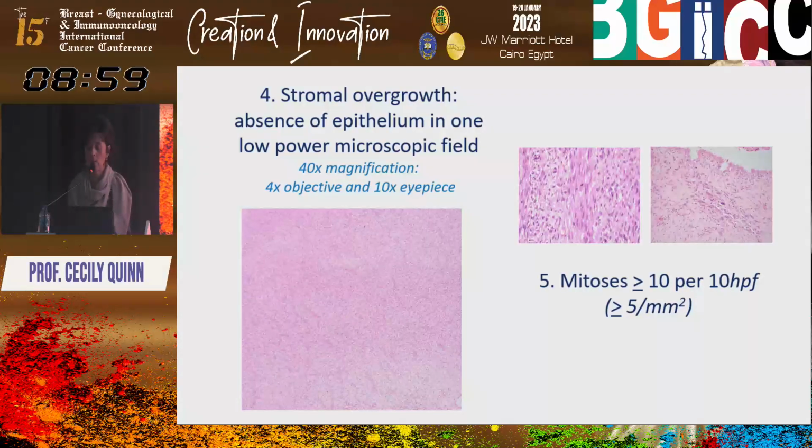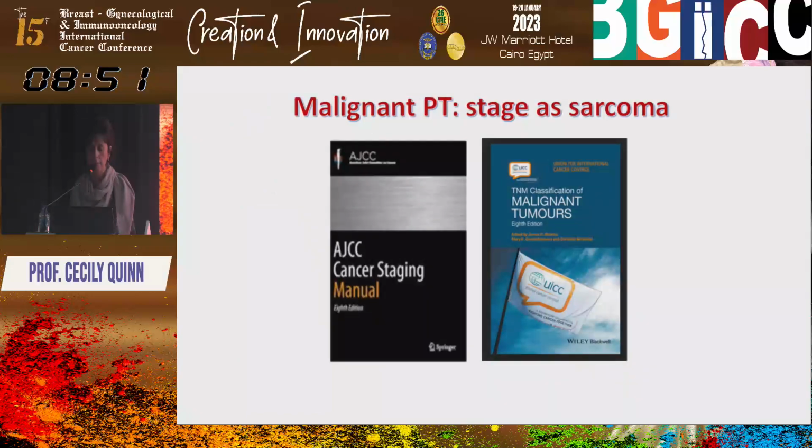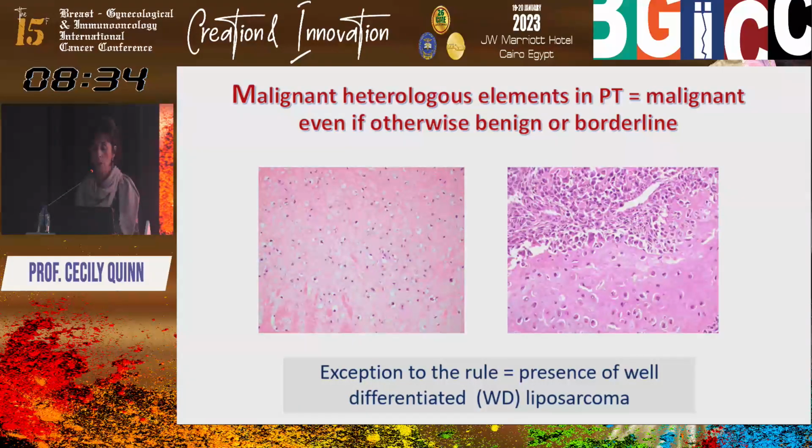And mitotic count should be greater than 10 per 10 high power fields, or greater than 5 per square millimeter for digital microscopy. The important thing about malignant phyllodes is that it is staged and treated as a sarcoma. So I do find that applying the 5 strict criteria is very helpful. Okay, for time, I have a few minutes left. So just a little word then about malignant heterologous elements.